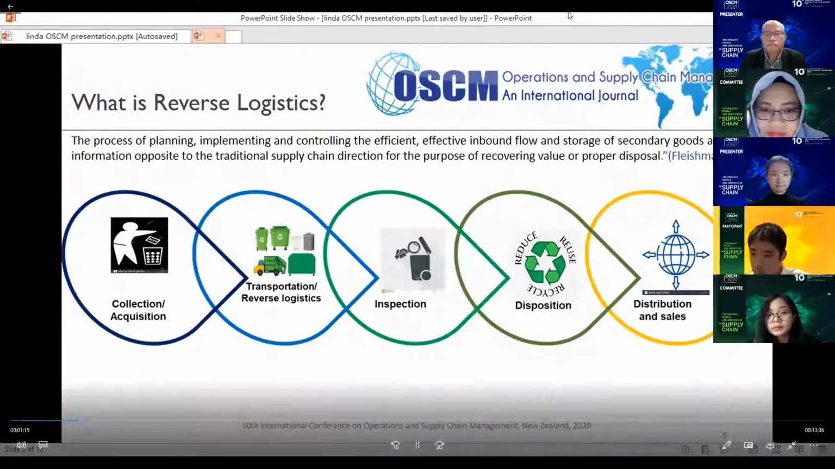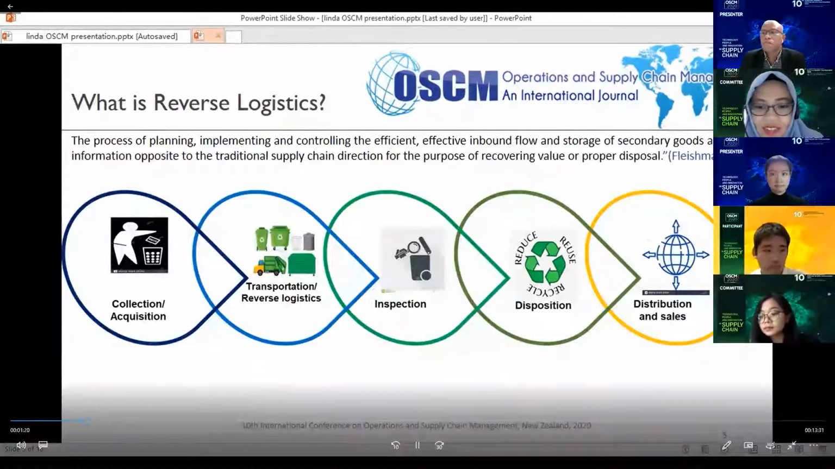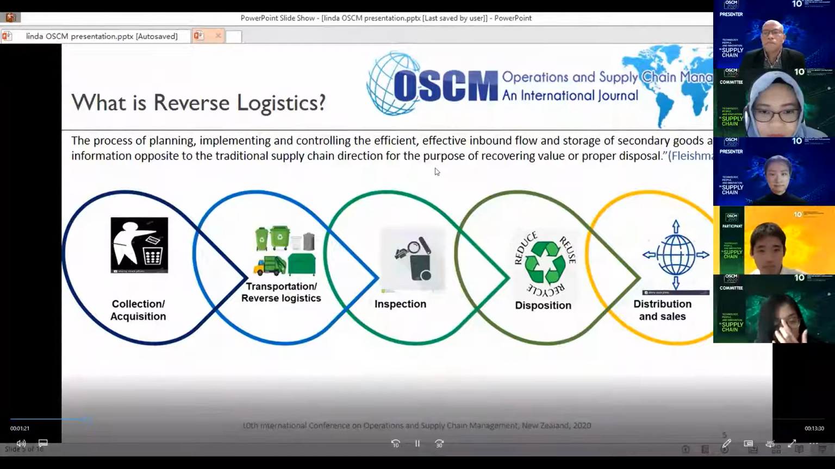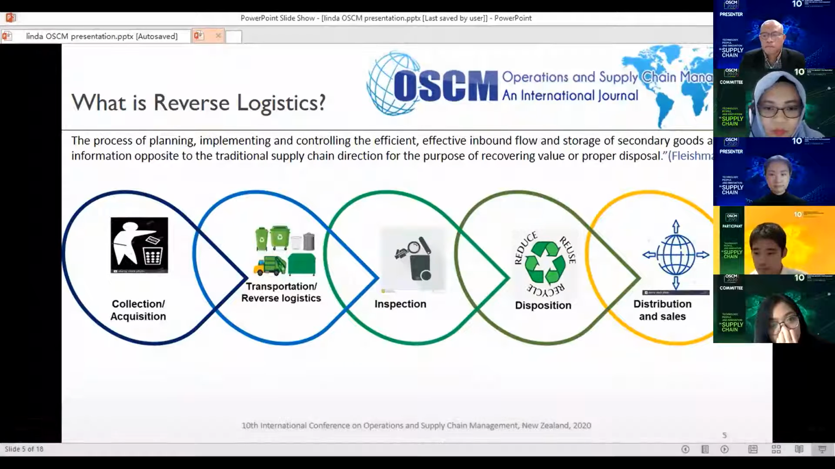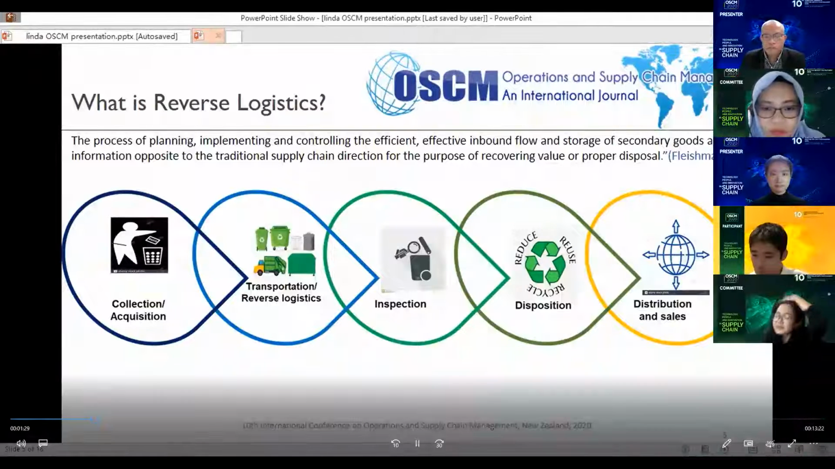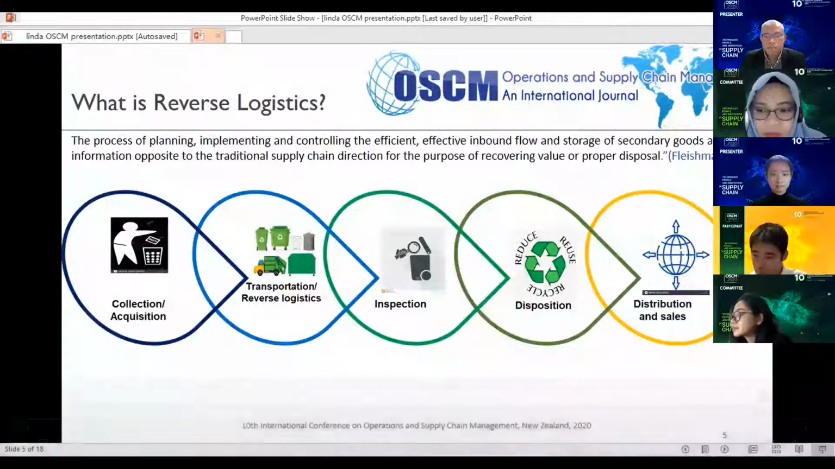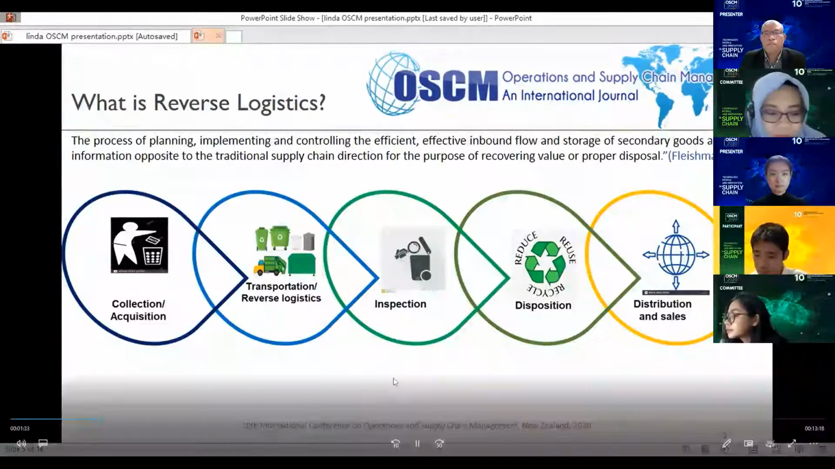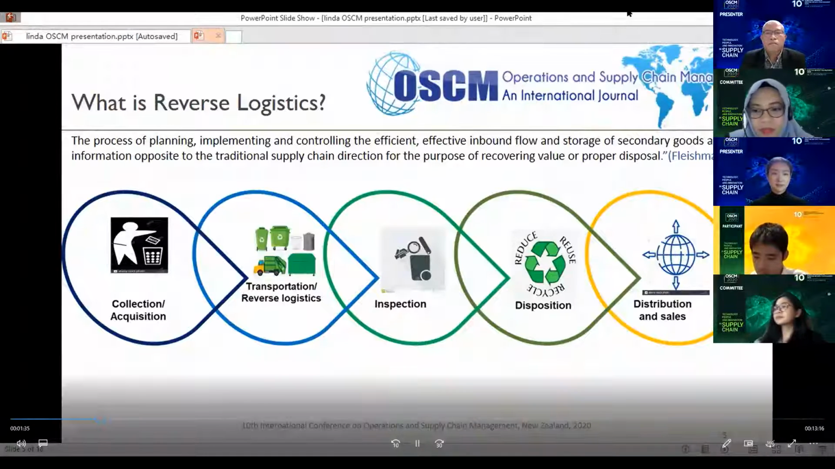And reverse logistics begins when we collect or acquire used products from customers, then we transport them to the point of inspection where we determine the disposition method. By disposition, we mean processes like reuse, refurbishing, remanufacturing, and recycling. After the disposition process, the products are resold.